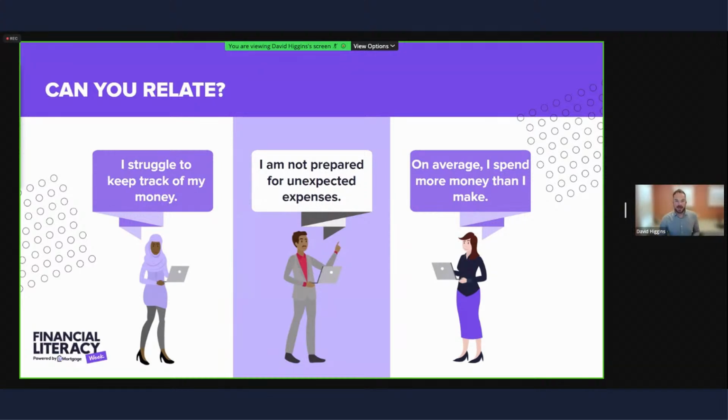Let's look at the second statement. I am not prepared for unexpected expenses. Maybe car repairs, maybe medical bills. How about that? Raise your hands for me. Oh yeah, I see the hands ticking up there. That's a lot there.